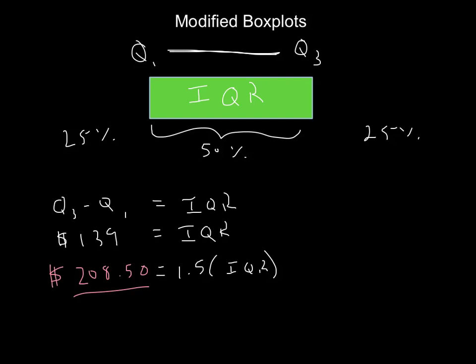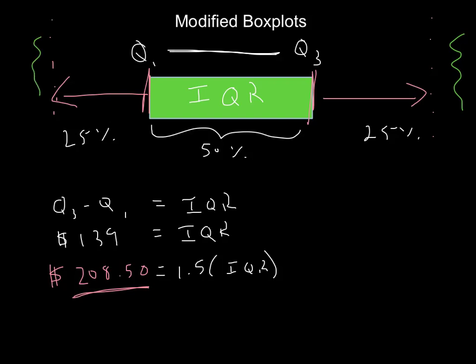What is that? That's the distance that I'm going to go in this direction and in this direction from my Q3 and Q1 respectively. I will be willing to go $208 in each direction until I think a value that's on either side of that, either over here or over here, is weird, or what we would refer to as an outlier.